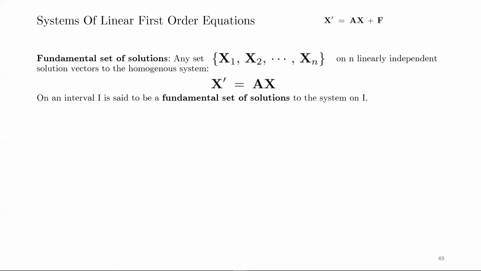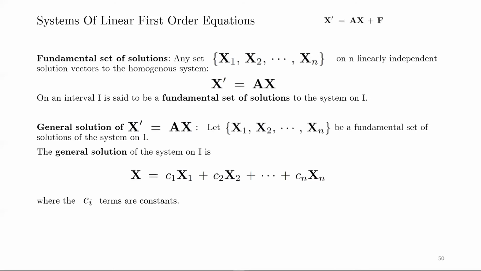Okay, and if we have a fundamental set of solutions, then we can write down the general solution to the homogeneous ODE, or in this case, the system of homogeneous ODEs. So if we have the homogeneous system of linear ODEs, x prime is equal to A times x, and we have n solutions which turn out to be linearly independent and hence a fundamental set of solutions, then the general solution to this homogeneous ODE is just the linear combination of each of these solution vectors. So C1 times X1 plus C2 times X2 plus all the way through to Cn times Xn.